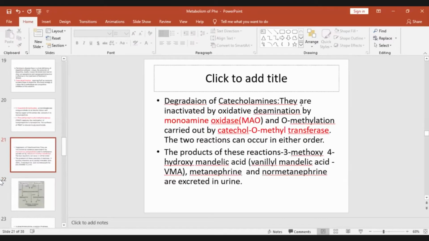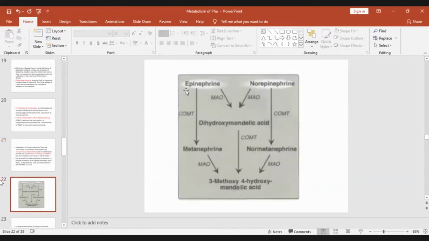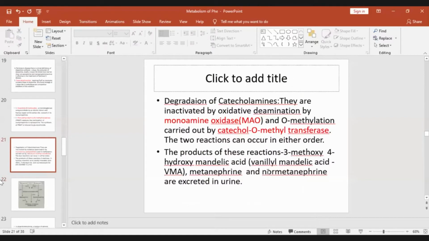Degradation of catecholamines. They are inactivated by oxidative deamination by monoamine oxidase and O-methylation carried out by catechol O-methyl transferase. These two reactions can occur in either order. So if monoamine oxidase acts first, then COMT acts. If COMT acts first, then monoamine oxidase acts, forming 3-methoxy-4-hydroxymandelic acid, or vanillylmandelic acid, or VMA.